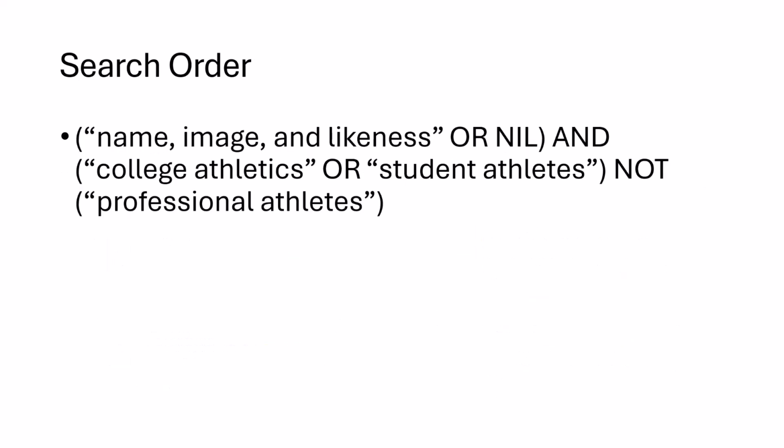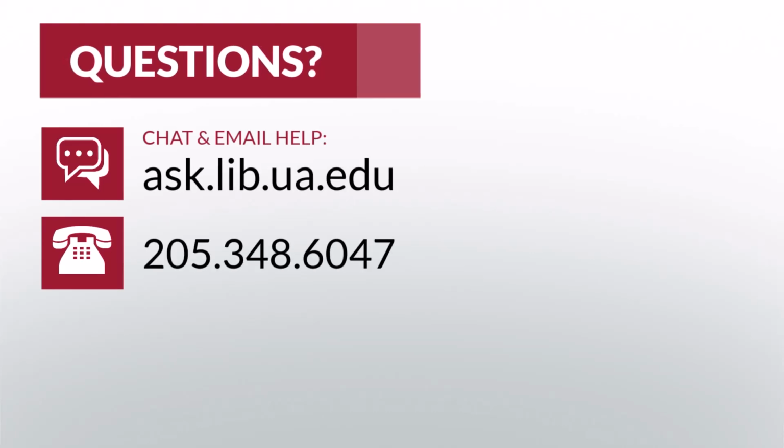When organizing a search, you should always put your or terms together in parentheses and your not terms at the end. Think of the mathematical order of operations. Parentheses come before addition, which comes before subtraction. So our example search would look something like name, image, likeness, or NIL, and college athletics, or student athletes, not professional athletes.